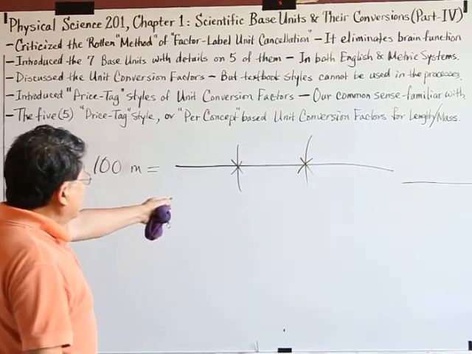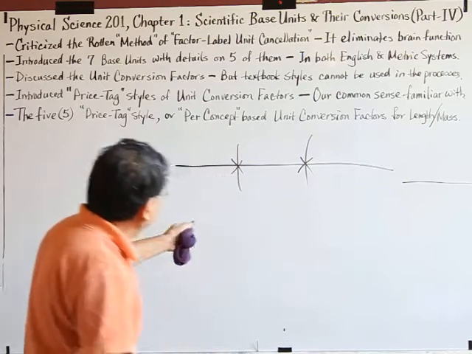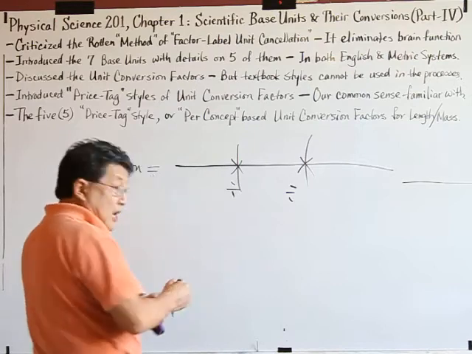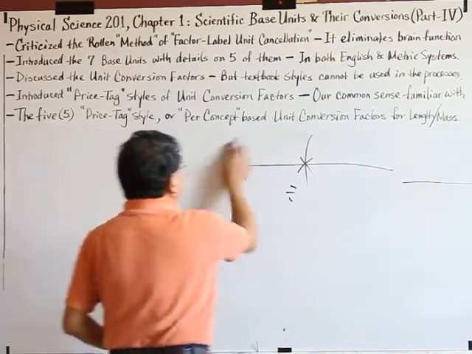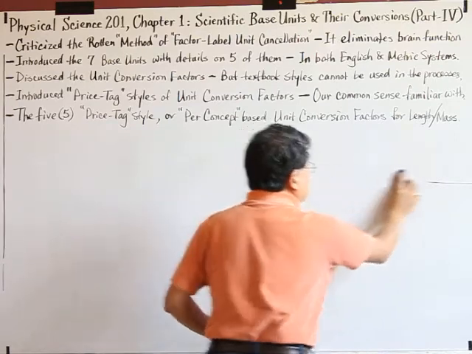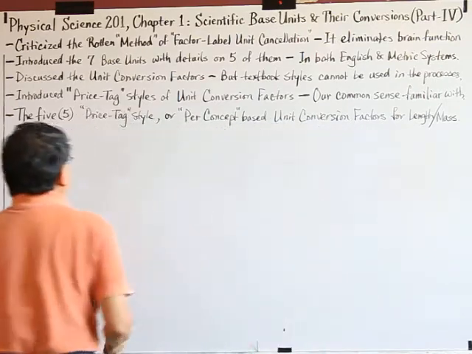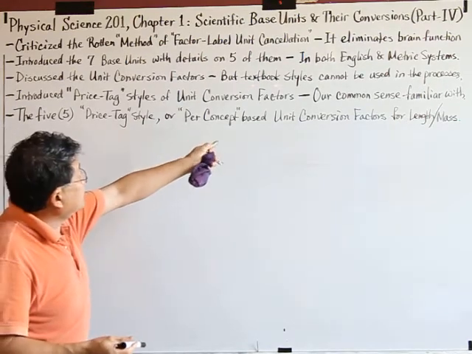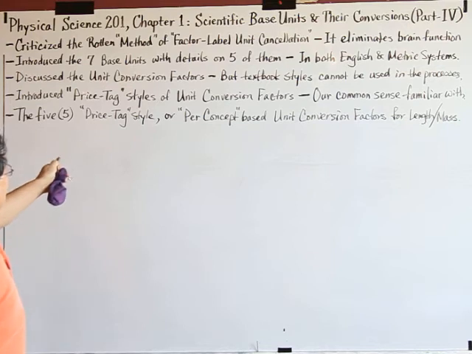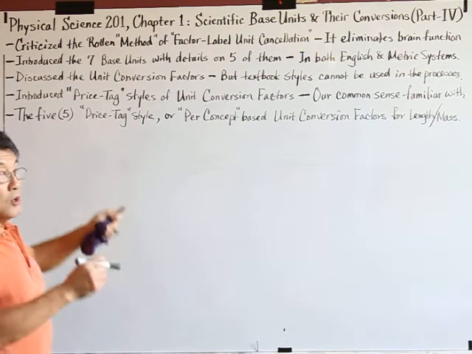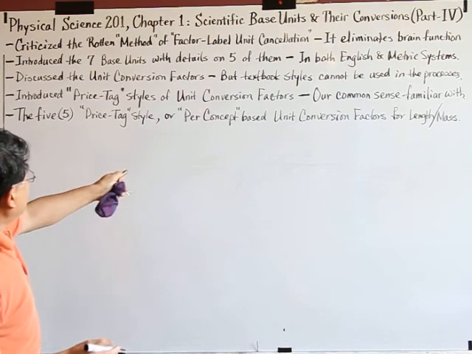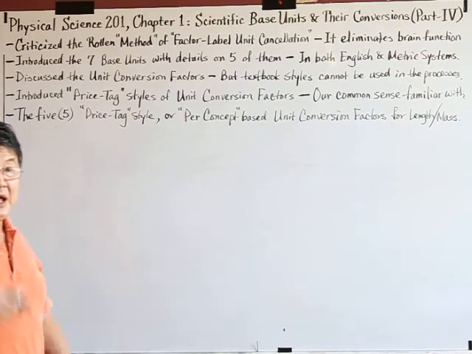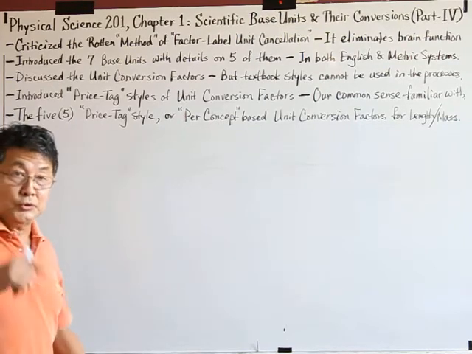So that is the rotten method. It's not always multiplication. Sometimes it involves division, maybe division down there. That's what I'm talking about. You need to know which way you go. In this case, we first have to convert the textbook style conversion factor into a price tag style, what I call the per concept format, and then we use that conversion factor to do the converting steps.